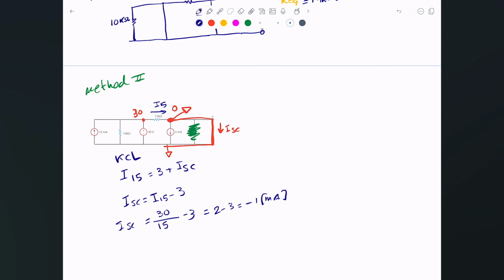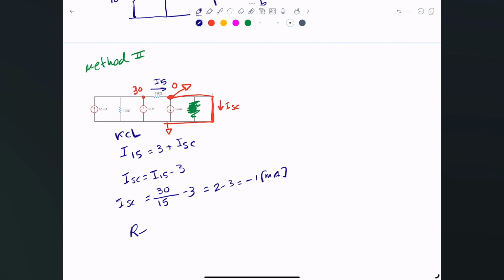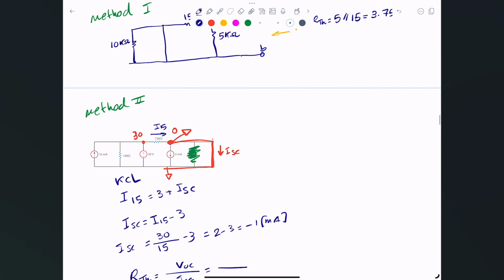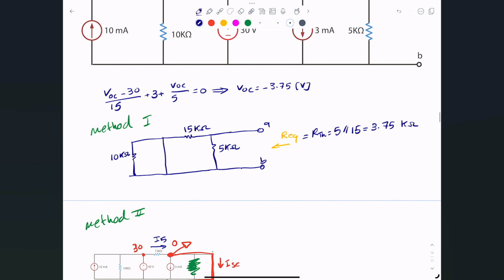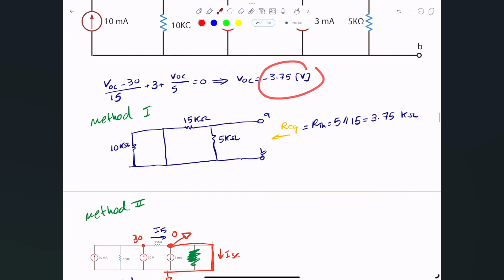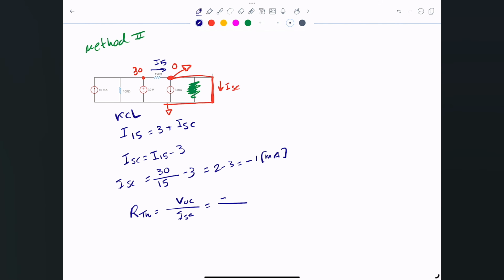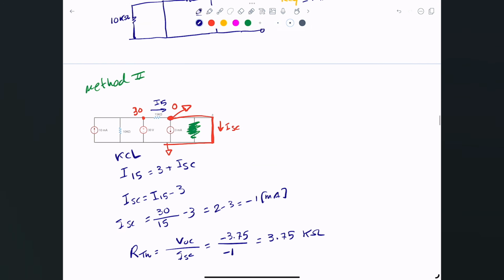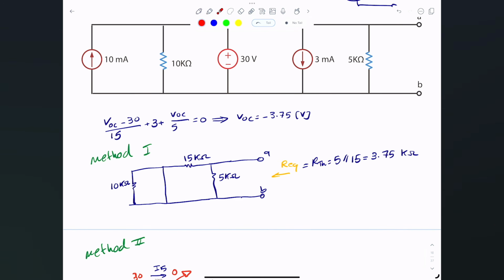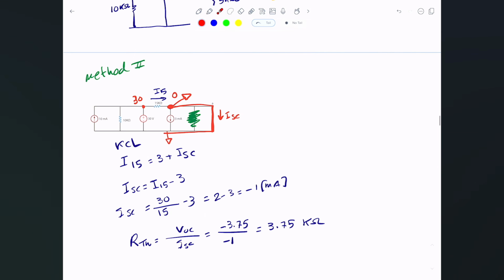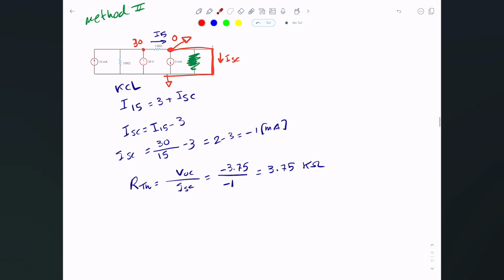All right, so we know the I short circuit, so that tells me the R Thevenin is simply V open circuit divided by I short circuit. And what is the V open circuit? Well, we found out the V open circuit a few seconds ago, and that is negative 3.75, so we'll just use that. Negative 3.75 divided by negative 1 will be 3.75 kilo ohms. That's exactly the same value we found by doing method 1. So method 1 and method 2 basically agree.